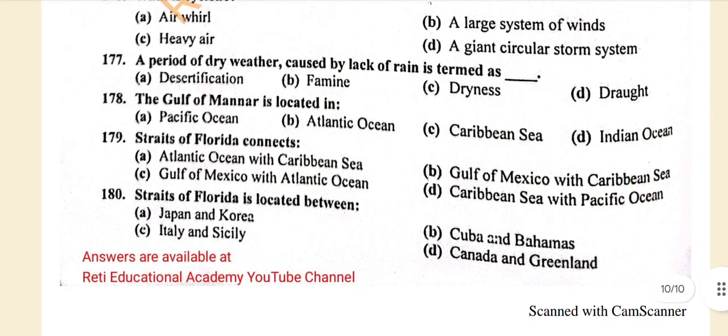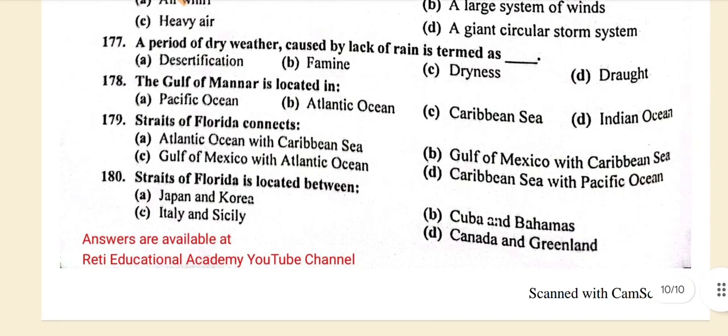Question number 177. A period of dry weather caused by lack of rain is termed as A. Desertification, B. Famine, C. Dryness, D. Drought. And the correct answer is D. Drought.